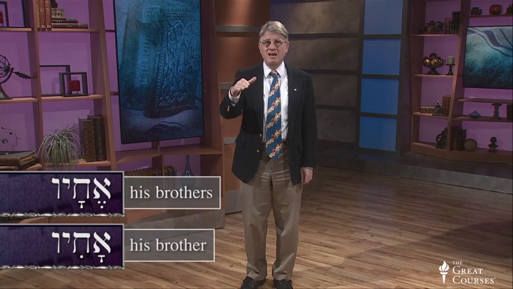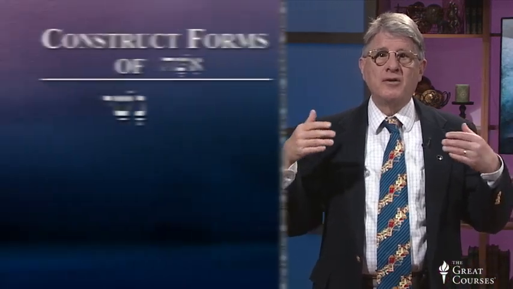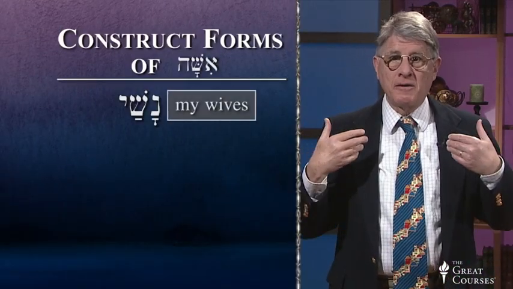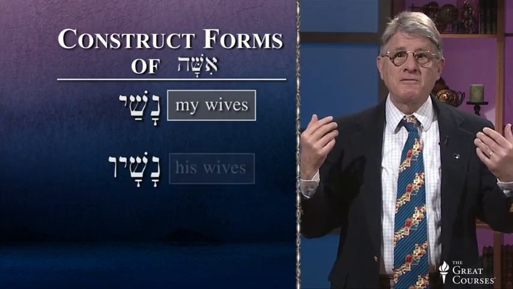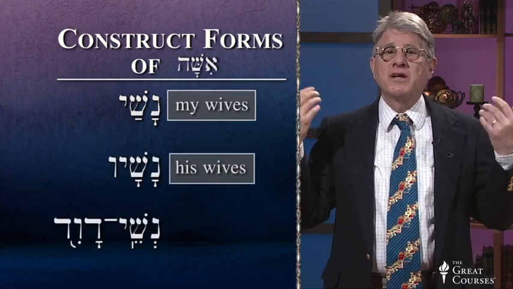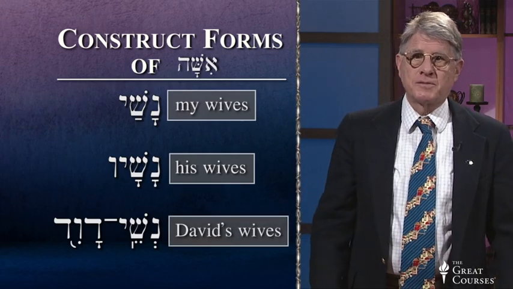Achiv, echav. And finally, isha, in construct and with suffixes. You remember that isha, a woman, has the irregular plural form nashim, women. Once you have that form, it works normally. Nashai, my wives. Don't tell my actual wife I said that. Nashav, his wives. Nishei David, David's wives.